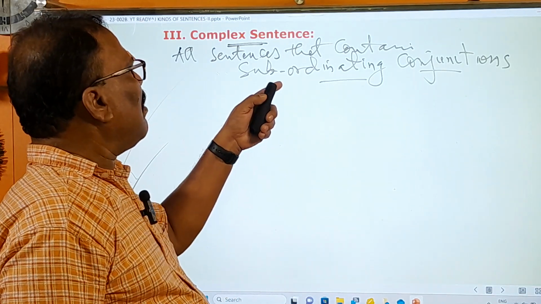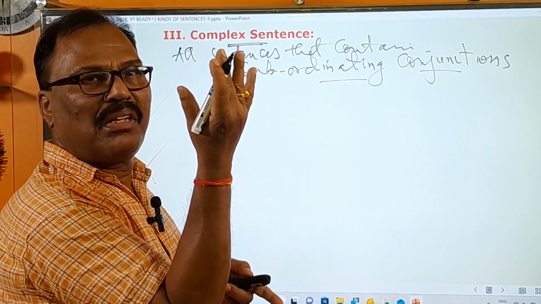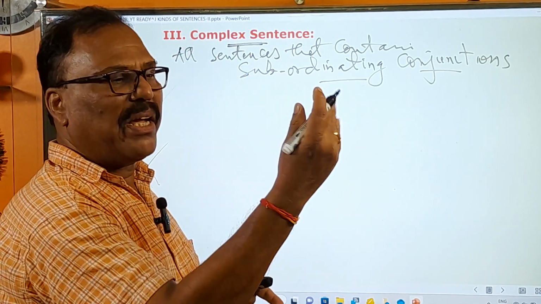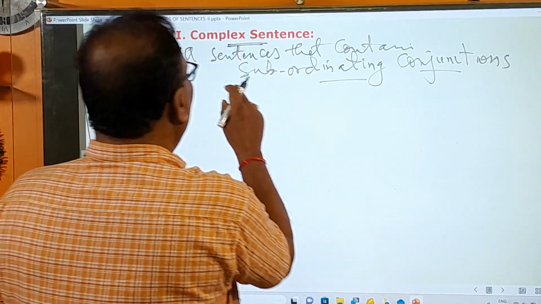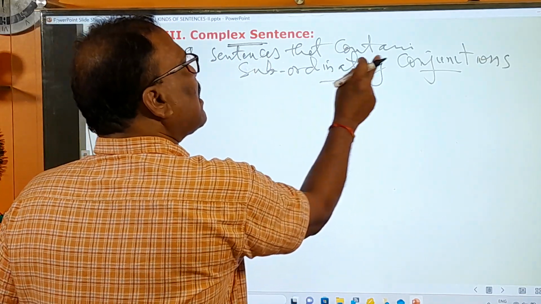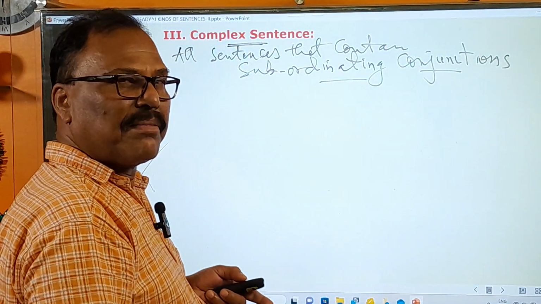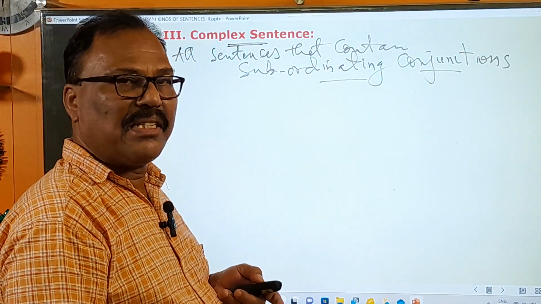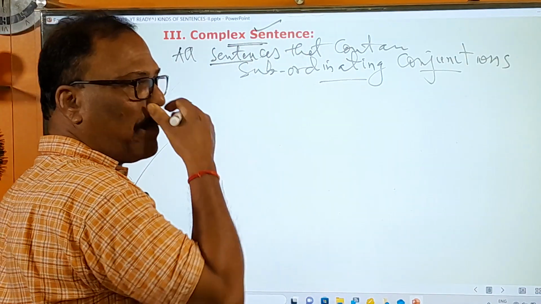Can you make out my handwriting? I wrote and wrote for about 40 years. Now my hand is somewhat shaking, and my handwriting is going to the dogs. All sentences that contain subordinating conjunctions are called complex sentences.